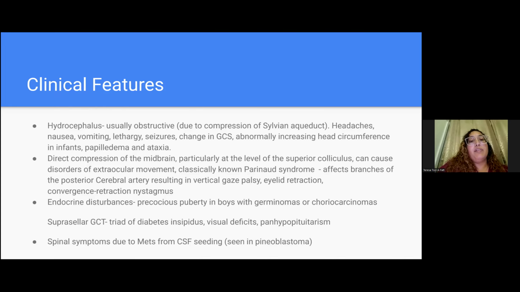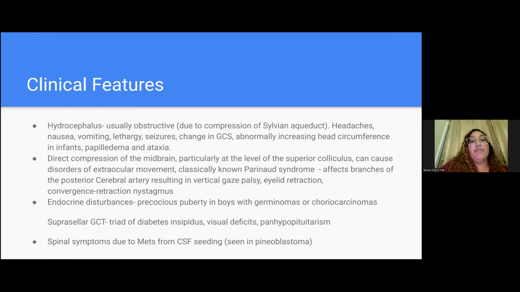Now, if there's direct compression of the midbrain, particularly at the level of the superior colliculus, this could cause disorders of extraocular movement, classically known as Parinaud syndrome. Now, this affects branches of the posterior cerebral artery, and it results in a vertical gaze palsy. It could cause eyelid retraction and convergent retraction nystagmus.